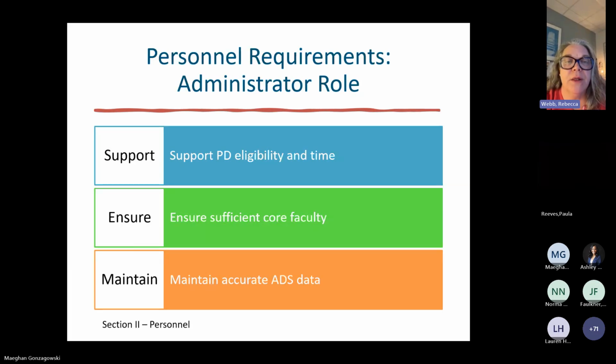All right, personnel requirements under the administrator role. So this is what section 2 states in our family medicine specific requirements. Support for PD eligibility and time. This is what we are supposed to be helping with, just so you guys know. Ensure sufficient core faculty and then maintain accurate ADS data. So these are our main administrator role responsibilities as per the family medicine specific program requirements. And again, that was section 2 personnel. Go ahead, next slide.